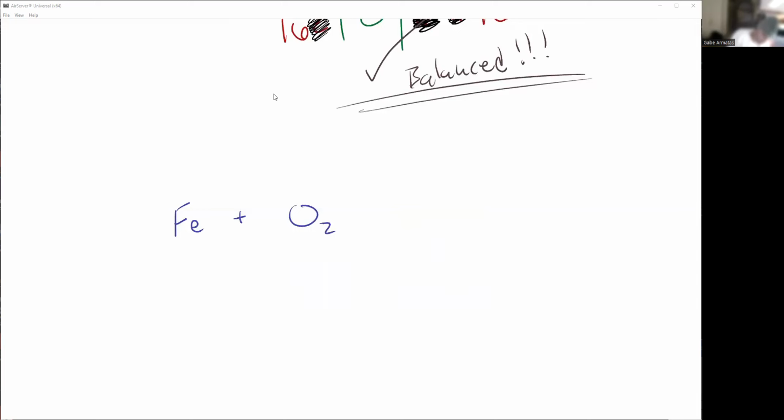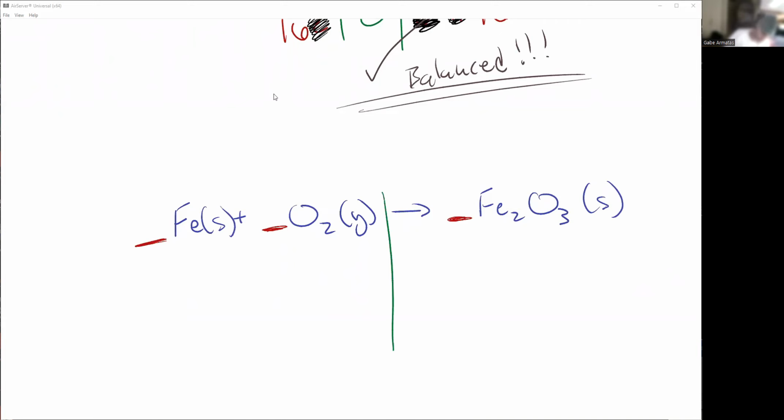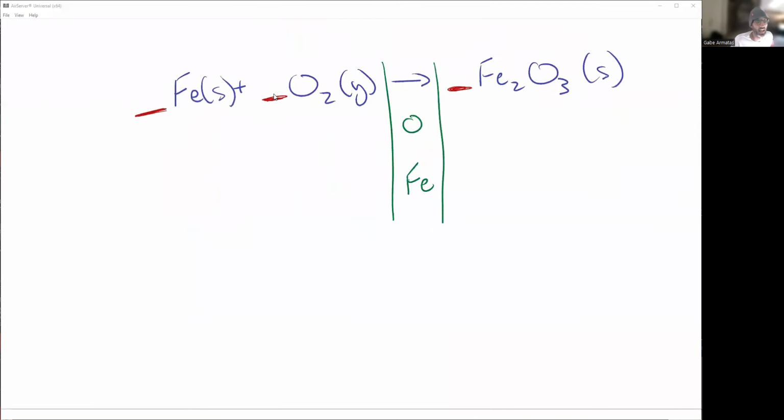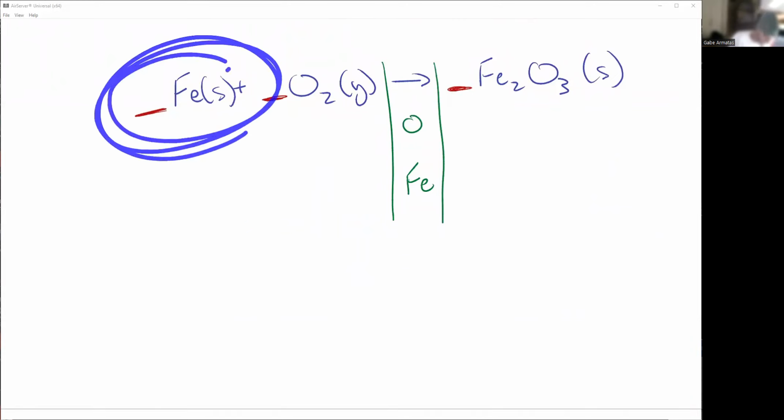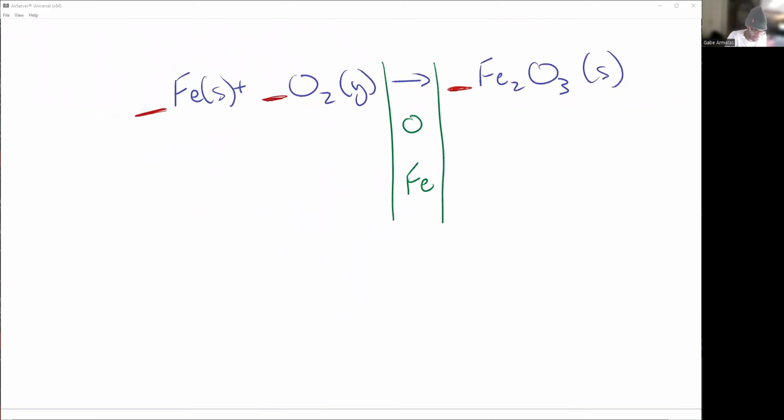Plus O2 yields Fe2O3. So this rust is a solid, oxygen is a gas, and iron is a solid. Again, we are only changing coefficients. So I want to balance oxygen, and I am putting iron second, because there is 1 iron. It means I can add any number here, and I'm going to be able to balance out the iron. I don't have to worry about the 2 or the multiple.